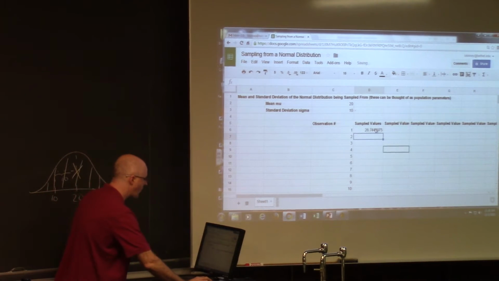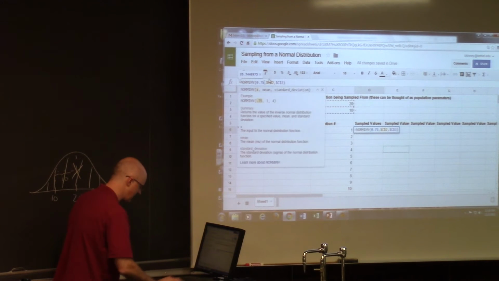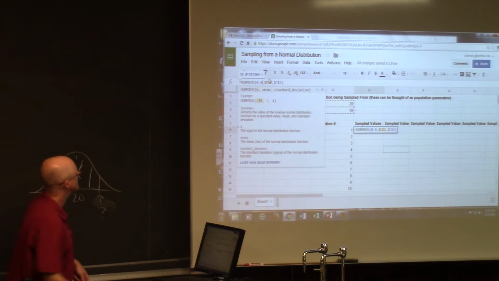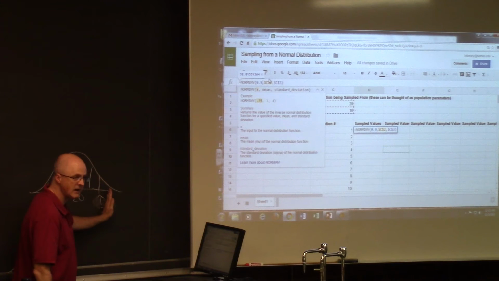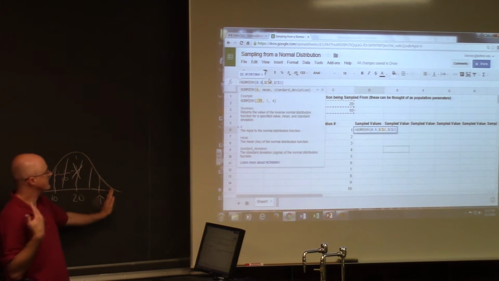If I plugged in 0.9 instead of 0.75, I'd get a bigger number, because you can see what it is. 32.8 is over here. That's a number such that the area under this curve to the left of 32.8 is 0.9.